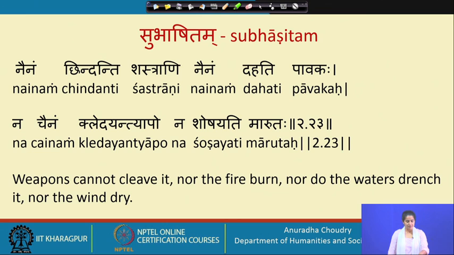So like you can recognize the endings here: chindanti, shastrani, the plural, and then we also have dahati, pavakaha, and then na chainam kledayanti apaha. Apo is a sandhi form already of apaha, which means waters. So na kledayanti apaha becomes na kledayantyapo. Na shoshayati in the singular, marutaha.